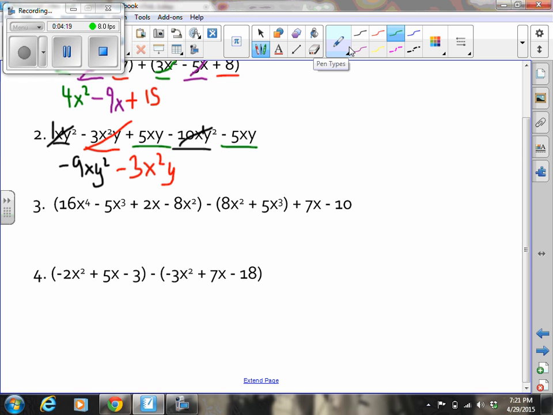Okay, in this expression, I've got a minus sign in front of this set of parentheses. What might help me here is to go ahead and distribute that. This is telling me to minus 8x squared. And then distribute that minus, it's telling me to minus 5x to the third. I'll only flip what's in the parentheses because that's what the minus sign is attached to. So this will remain positive 7x and negative 10, or minus 10, however I prefer to think about it.